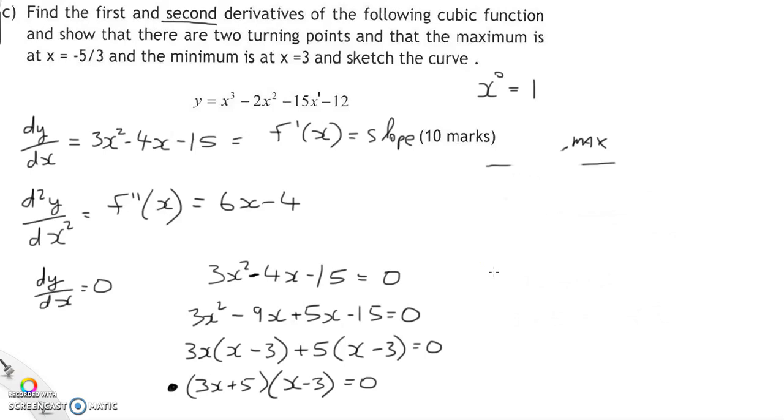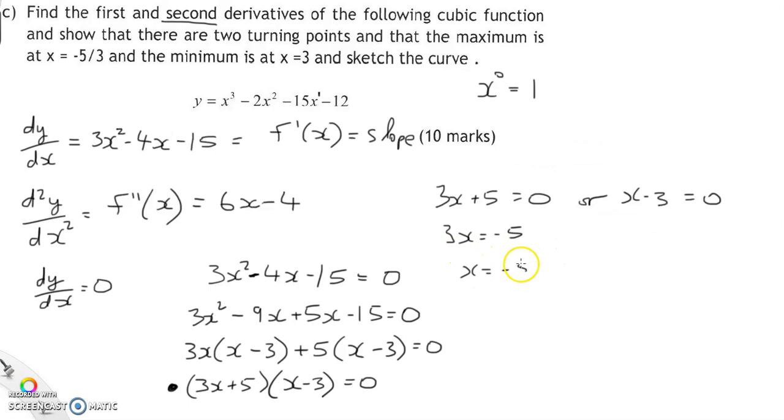And you see we've two items multiplied by each other equals 0. So each of those could be 0. So if 3x plus 5 equals 0, or x minus 3 equals 0. And this gives us here, if we take away 5 from both sides, we end up with 3x equals minus 5. And then we divide both sides by 3. We have x equals minus 5 over 3, and on the other side our x equals 3.